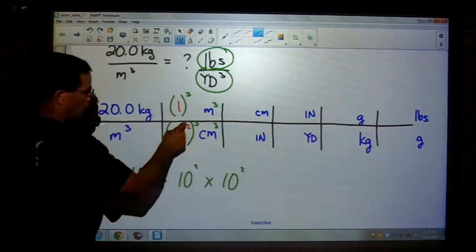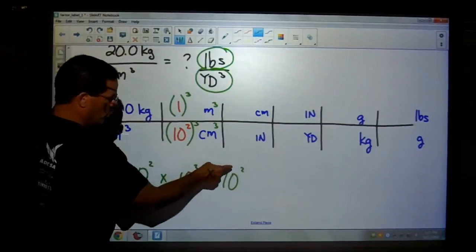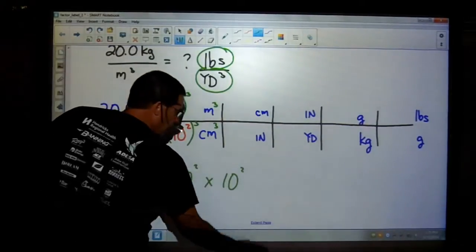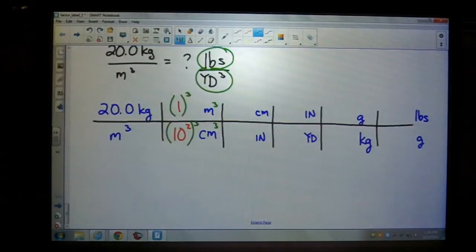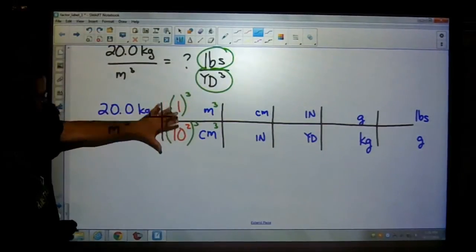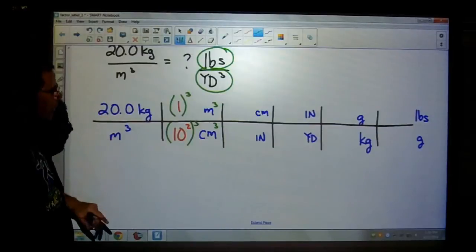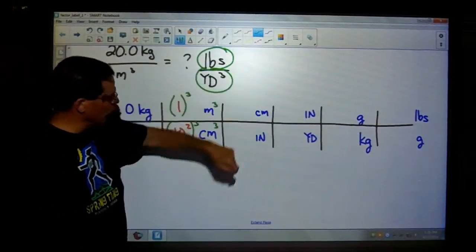So 2 times 3 is 6, 2 plus 2 plus 2 is also 6. But again, we'll do that with our calculator here in a moment. So this one's good. My meters cubed is done, it's out. So now let's focus on our inches and our centimeters.